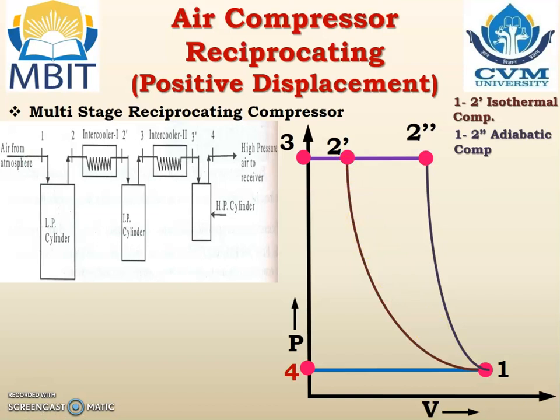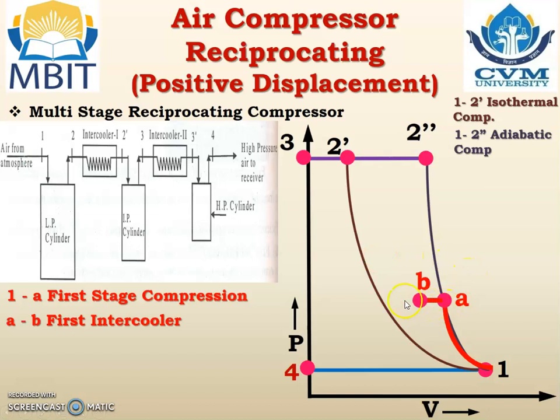Now let us go for the multi-stage compression process. In the low pressure cylinder, it is compressed from 1 to A. Again it is the adiabatic compression process, 1 to A, the first stage compression process. Then it enters through intercooler 1, where the pressure remains the same but the temperature is reduced. So there will be a horizontal line. A to B is nothing but the first intercooler, where the pressure remains the same but the temperature is reduced.